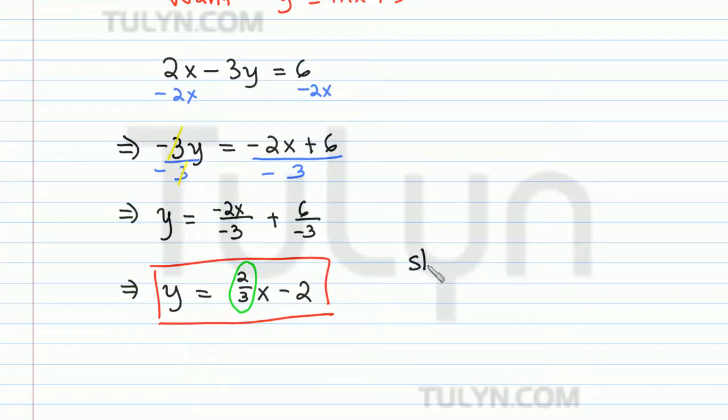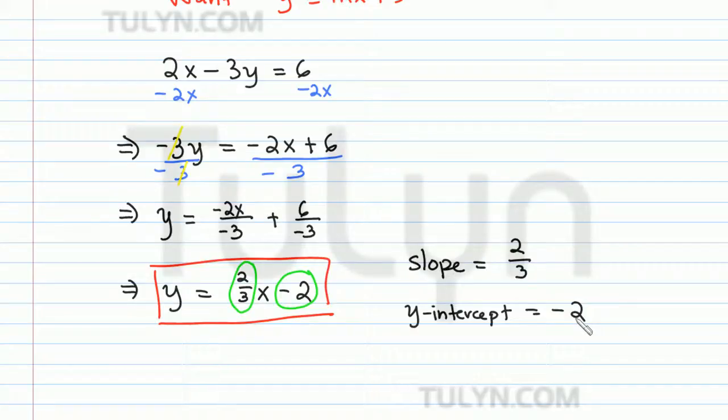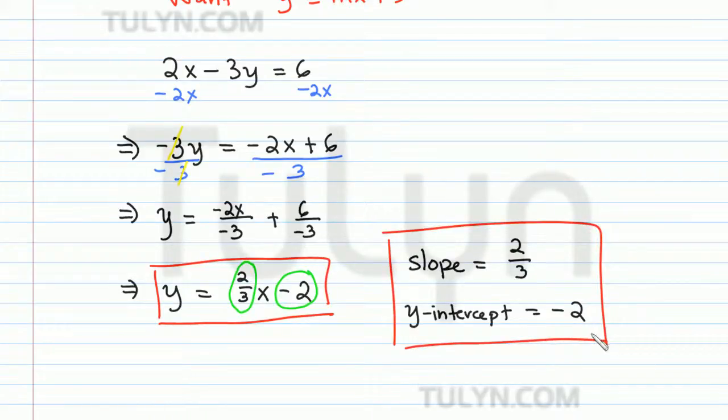So the slope here is 2/3, and the y-intercept is the plus b at the end, and in this case this is negative 2. Since it's written as y is equal to mx plus b, we have to keep in mind that the coefficient here is negative. So the slope is 2/3 and the y-intercept is negative 2 for this equation 2x minus 3y is equal to 6.